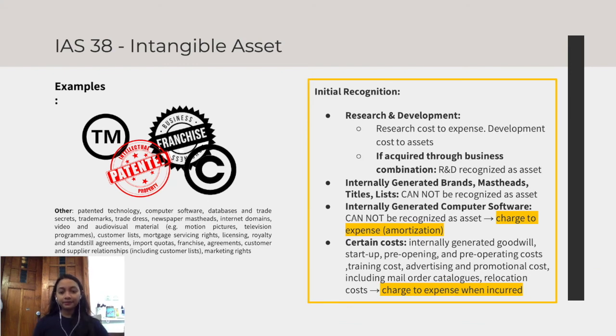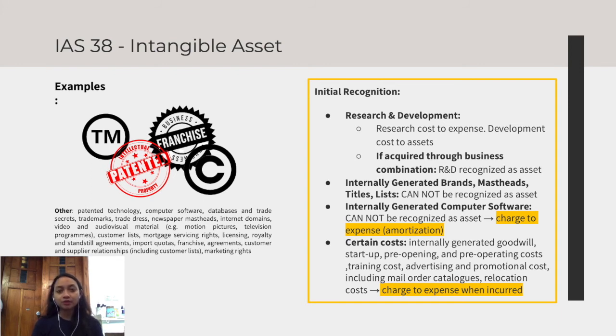So the examples of intangible assets include trademarks, patents, franchise, and also copyrights, and also others such as customer lists, mortgage service rights, licensing, royalty and standstill agreements, import quotas, customer and supplier relationships, including customer lists, and marketing rights. However, there are certain things that the company must be aware of.